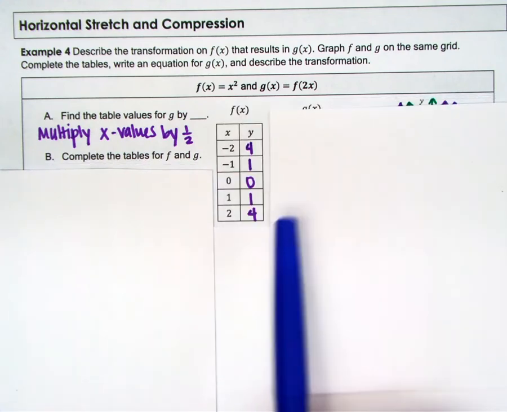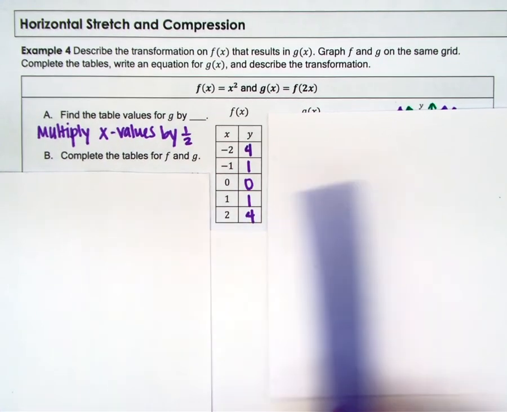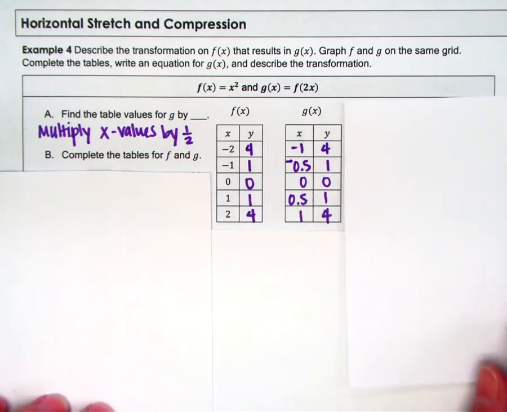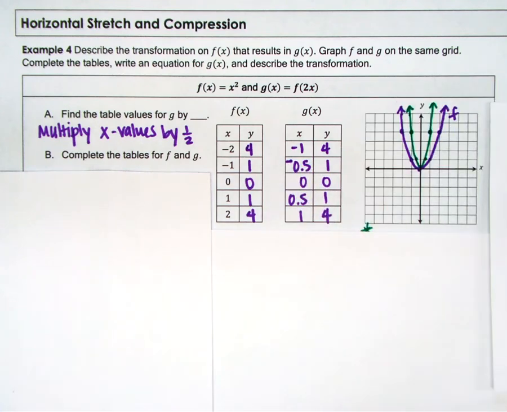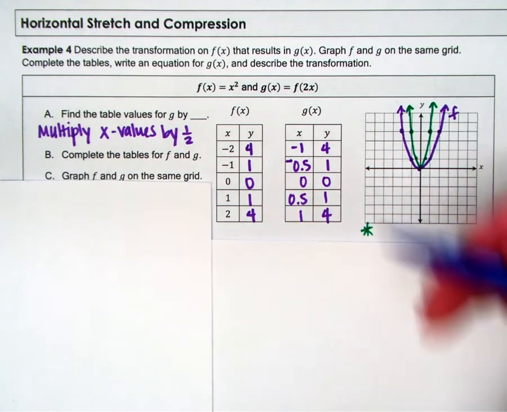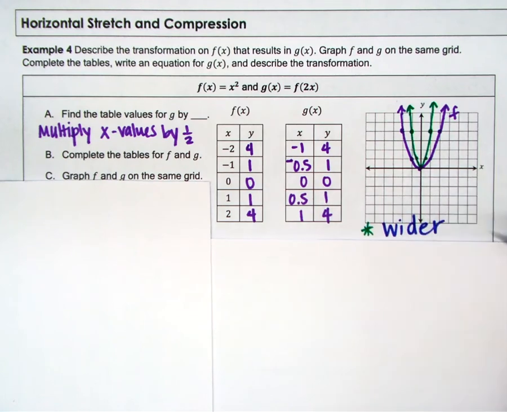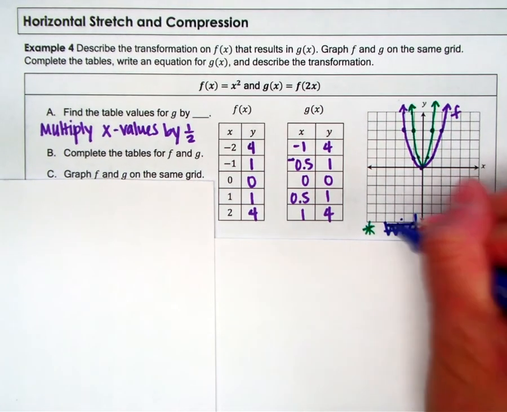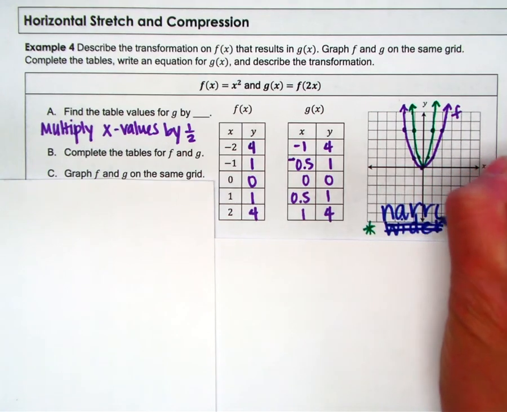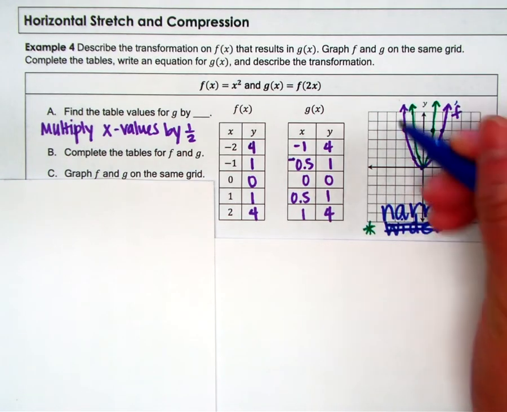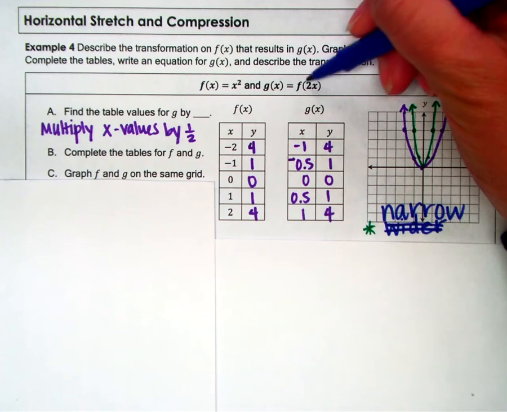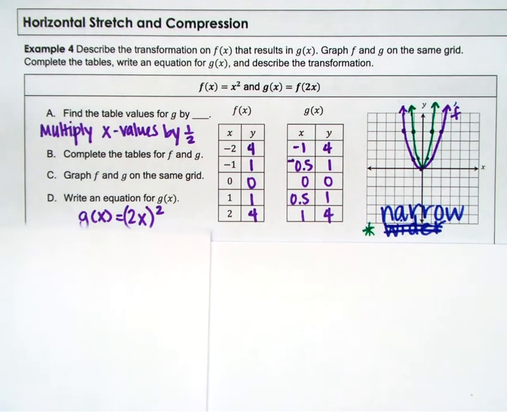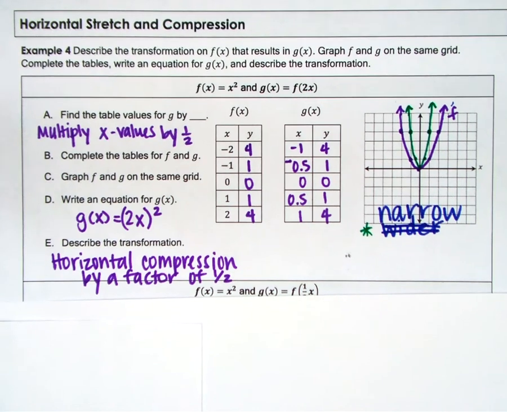So your parent function is the same, f of x equals x squared, but now I'm going to multiply all the x values by 1/2. When I do that, the x values change. So my graph will go from my parent function, the purple, to the green. So this is actually wider. I'm sorry. Why did I say wider? It's narrow. From my purple graph, the parent function, to the green graph, it's narrower. And it's narrower because this value right here is greater than 1. So we would say that this is a horizontal compression by a factor of 1/2.